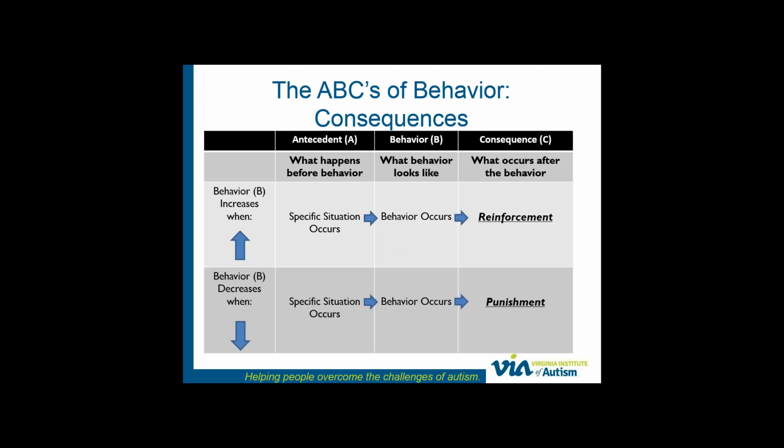So we've been talking about consequences, and basically you can fit consequences in two categories, either reinforcement or punishment. When something follows a behavior that increases the likelihood of that behavior occurring, we call it reinforcement. And when something happens after a behavior that decreases the likelihood of that behavior occurring, we call it punishment. Okay.